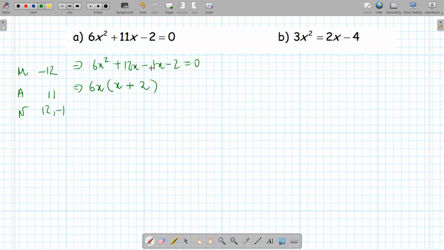What about the next two? That's minus 1x minus 2, right? So you just get the minus 1 out, and then in the bracket you have x plus 2. Notice these brackets will always be the same. And then you have 6x minus 1 times x plus 2 equals 0.